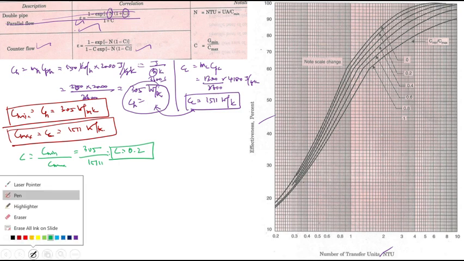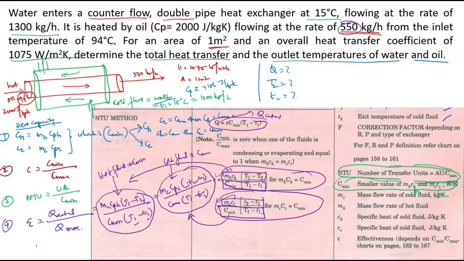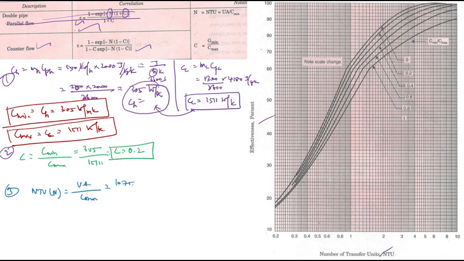Then the third step is to find NTU, represented by n, which is equal to UA divided by C minimum. In the problem, the value of U is given: 1075 watt per meter square Kelvin. The area is 1 meter square. For C minimum, it is equal to 305. Finally, you are getting the NTU value nearer to 3.52. This is the third step.